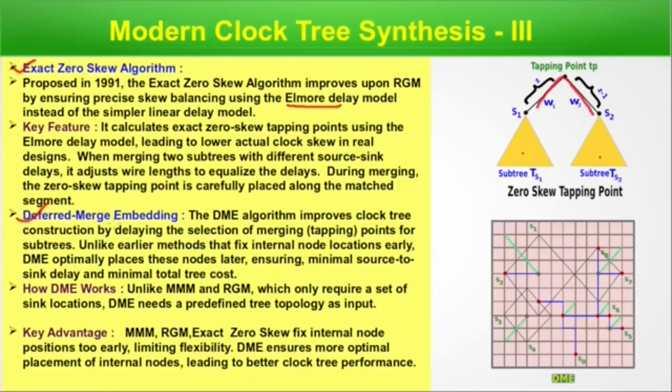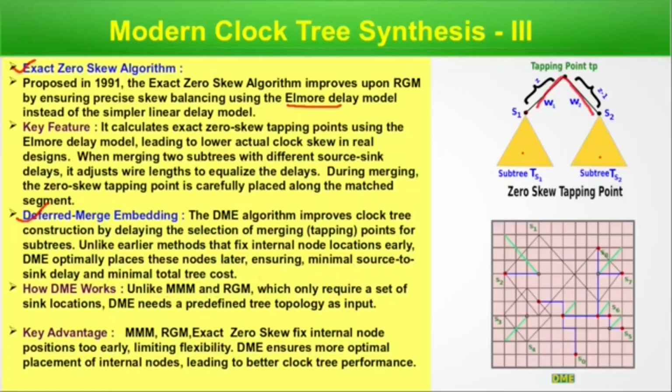And another method is deferred merge embedding. The DME algorithm improves clock tree construction by delaying the selection of merging or tapping points for subtrees. Unlike earlier methods that fixed internal node locations early, DME optimally places these nodes later, ensuring minimal source to sink delay and minimal total tree cost.